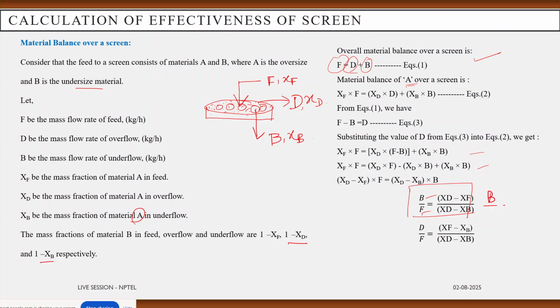That is B by F equals XD minus XF divided by XD minus XB. Similarly, D by F equals XF minus XB divided by XD minus XB.